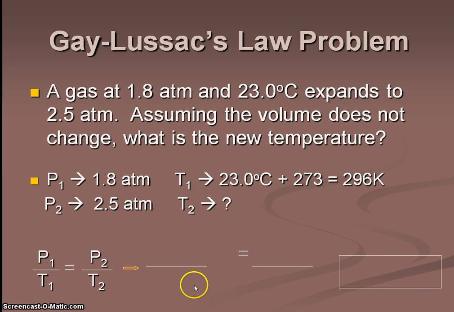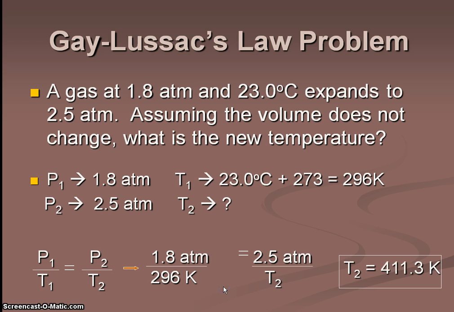So here's the equation. Plug in your variables. And again, if you have trouble with the fractions, you can cross multiply. So 1.8 times T2 equals 296 times 2.5. And let's see what should happen to our temperature. Pressure went up, so temperature should also go up. So it should be a number higher than 296. And if you calculate it correctly, you should have gotten about 411.